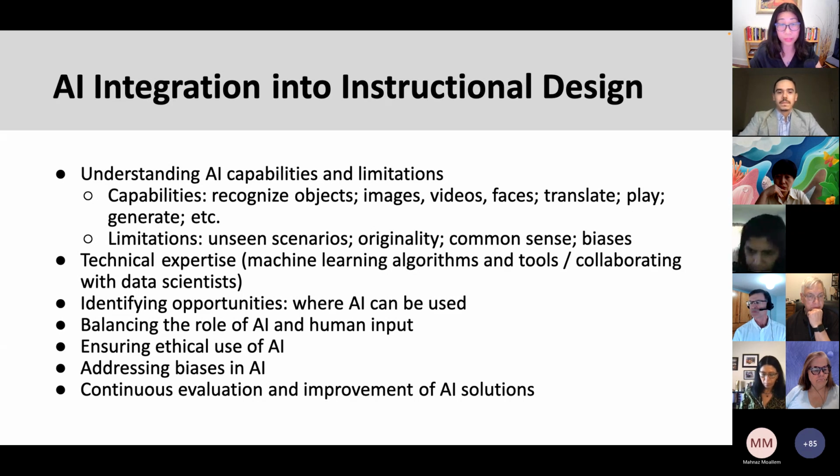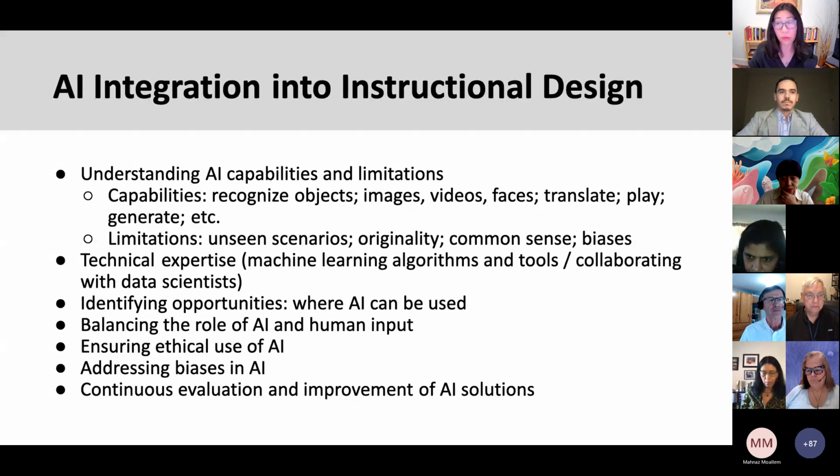What aspects of AI can be used for instructional design purposes? And the element that I'm personally most excited about is the interactions and collaborations between artificial intelligence and human input.